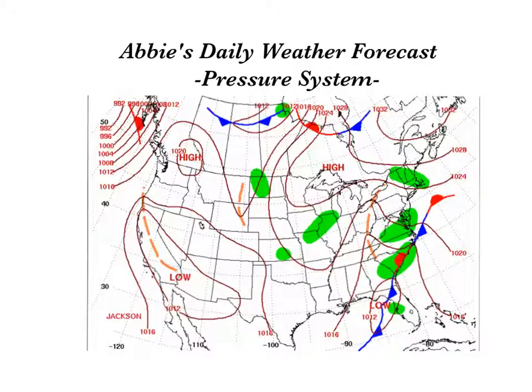A low pressure system is in the area that cyclones appear in because of the precipitation and storms. High pressure systems are in the area that anticyclones appear in because of the clear skies.